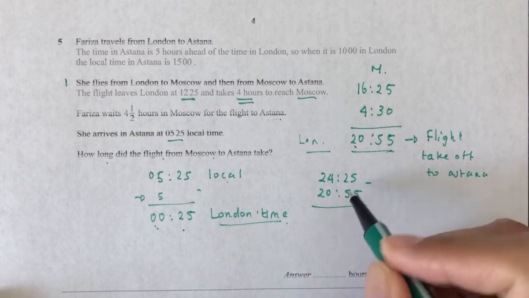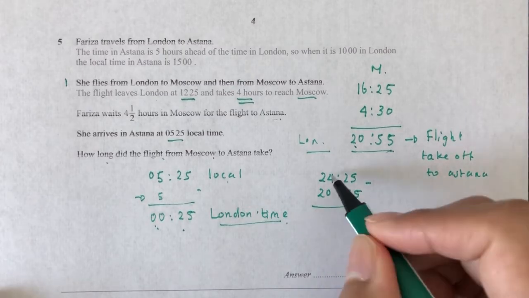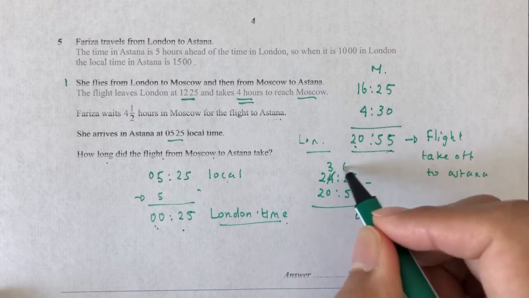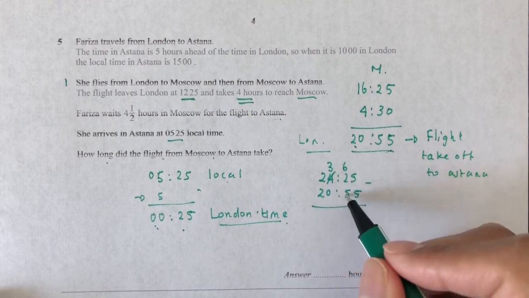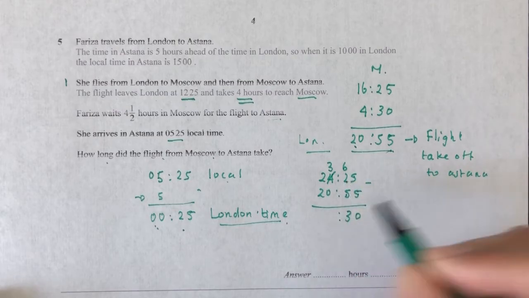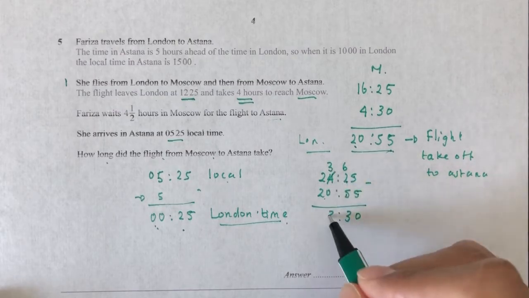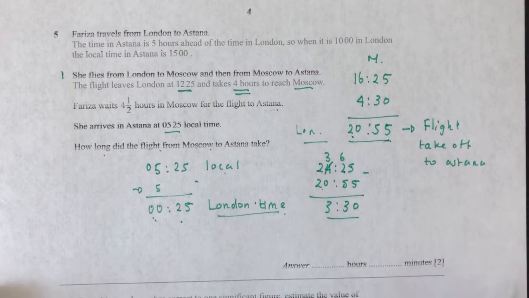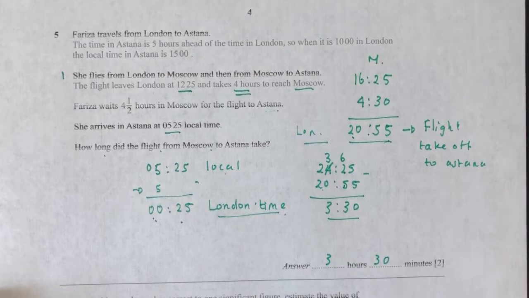Let's find the difference. So 5 minus 5 is 0. Then 6 minus 5 is 1. 1 plus 2 is 3. 23 minus 20, that is 3. So her flight took 3 hours and 30 minutes. And that is question number 5.